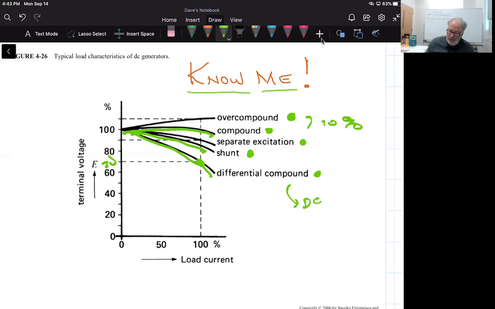I just want you to be familiar with that typical load characteristic curve and the representation that figure 426 brings us.